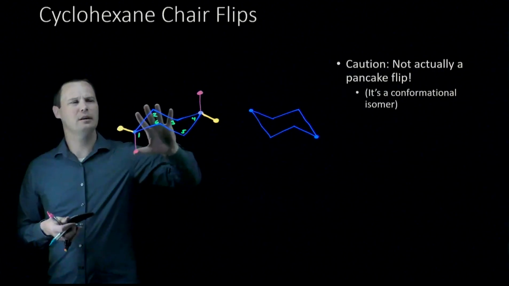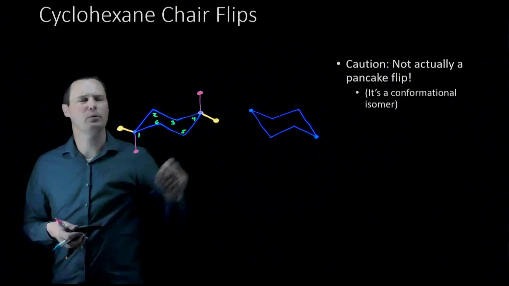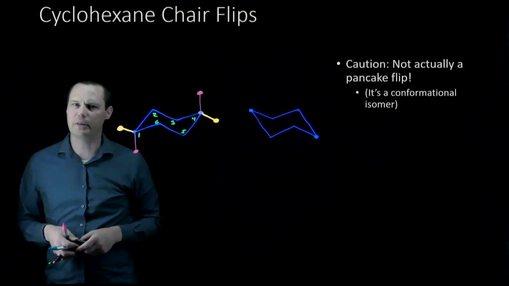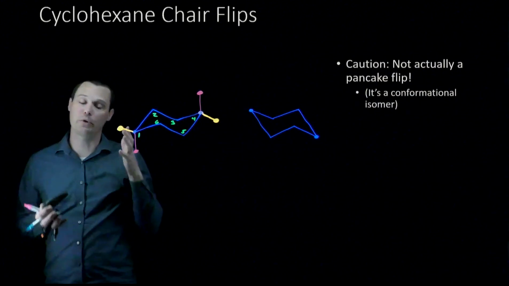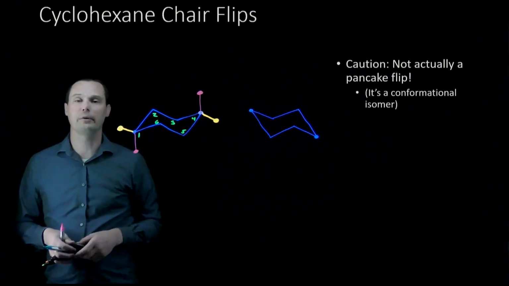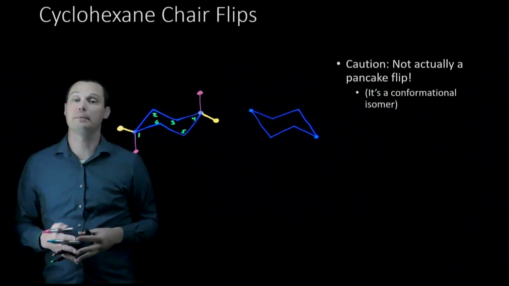We're not taking carbon 1 and flipping the molecule like a pancake. This does not become carbon 1 in the new chair structure. When we do the chair flip, we're not actually flipping it like a pancake. It's actually a conformational isomer. We are only rotating around single bonds to move from one structure to the other. If you're not sure about conformational isomers, I have another video down below about different types of isomers.